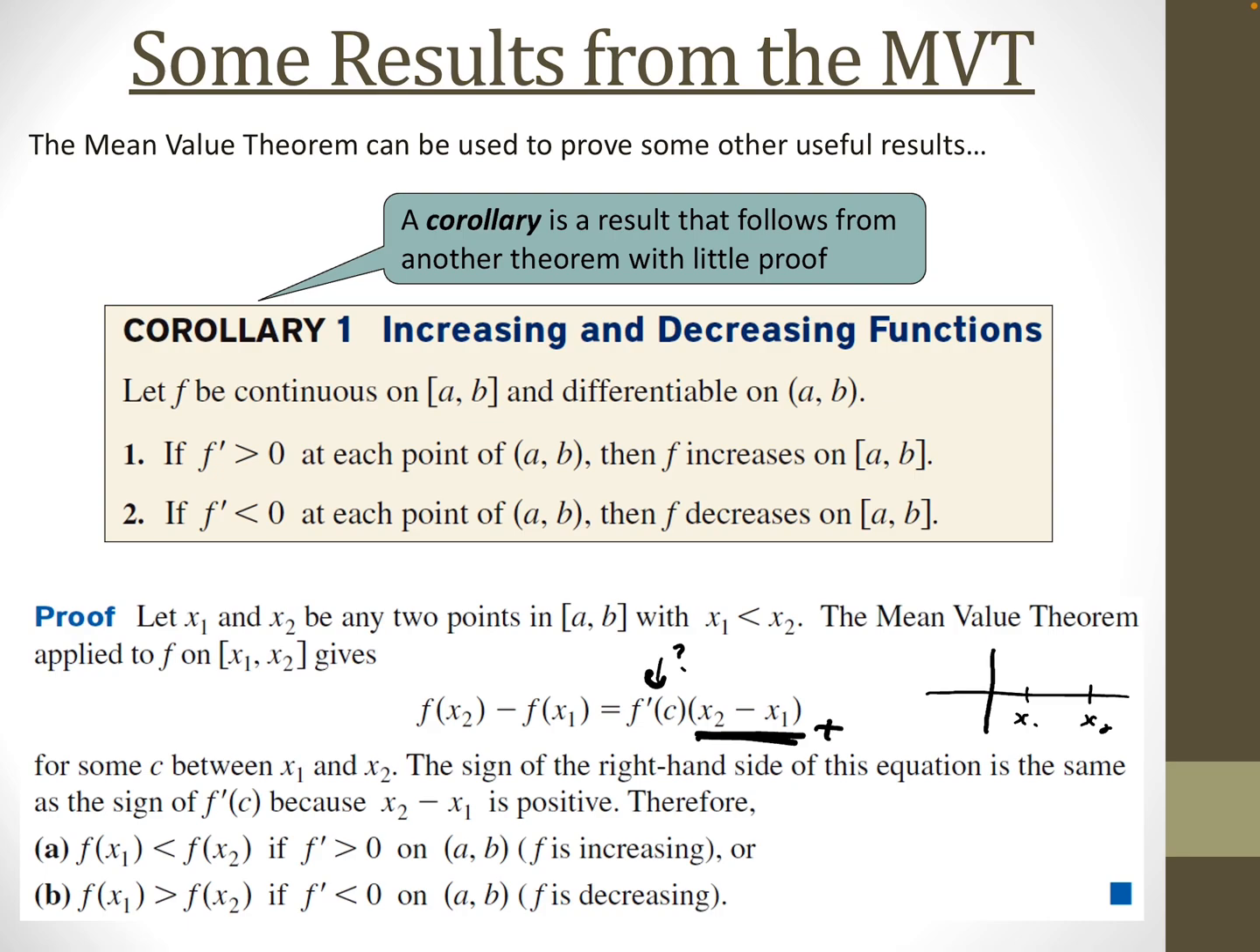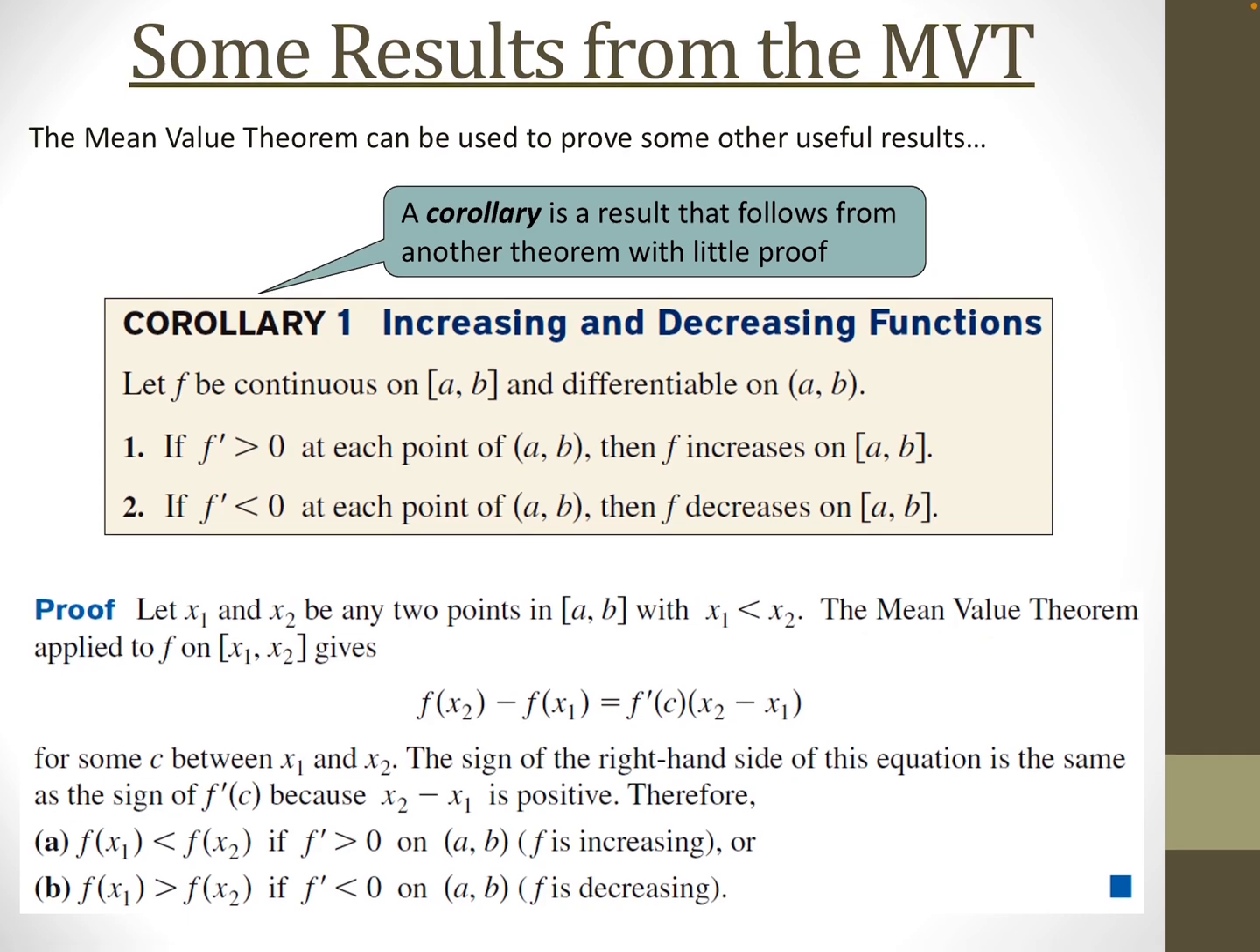And so if the sign of the derivative is greater than 0, then the right-hand side will be positive, and that means f at x2 has to be the bigger one. That's part A of the theorem. And if f prime at c is less than 0, so we get negative on the right side, that means we must get negative on the left-hand side, and so f at x1 would be the greater one there. So that just follows almost automatically from the mean value theorem.